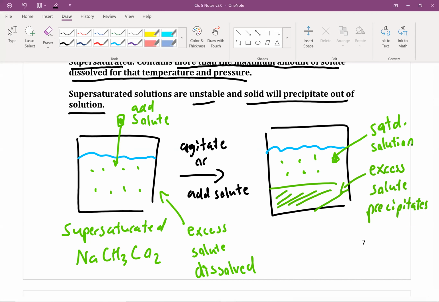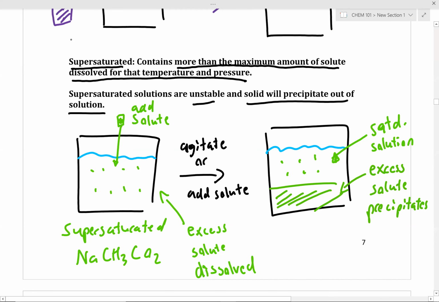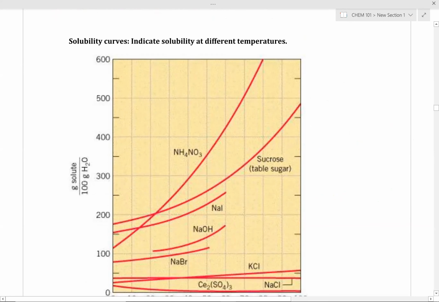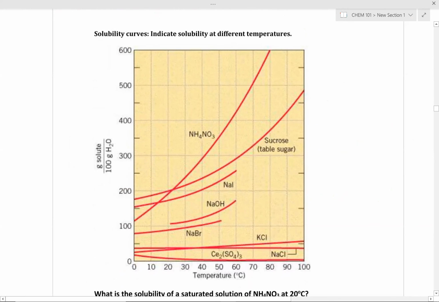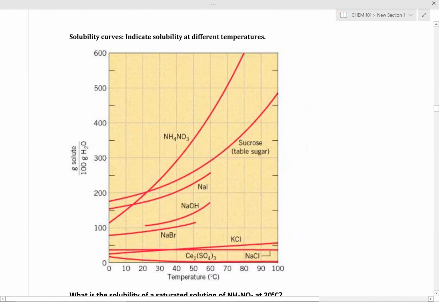Now, we can express this idea in these three types of solutions in more quantitative terms. And we do that using solubility curves. So solubility curves indicate the solubility at different temperatures. And they're different for different substances, right? You notice how ammonium nitrate, sodium hydroxide, and sucrose all have different solubility curves, right?